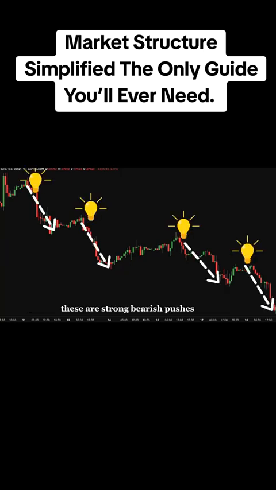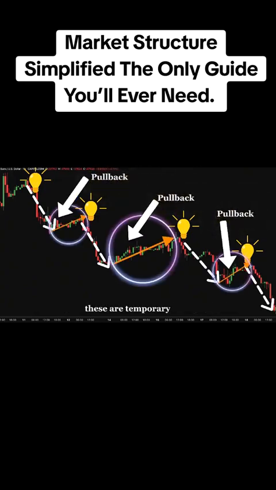These are strong, bearish pushes where sellers aggressively dump positions, driving prices lower. When the market gets too low temporarily, some sellers take profit and short-term buyers step in. This creates the next phase, pullbacks. These are temporary upward corrections inside the downtrend.